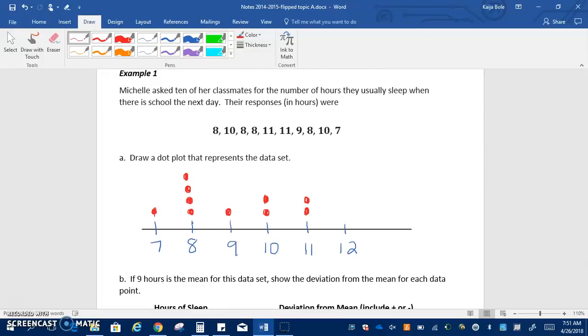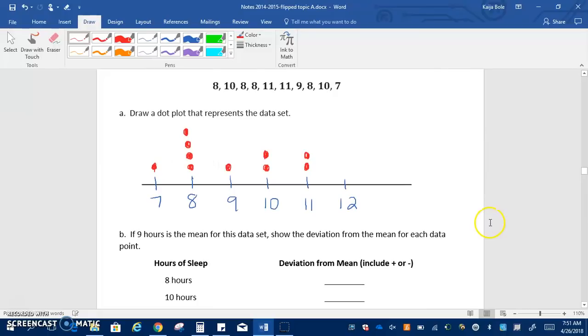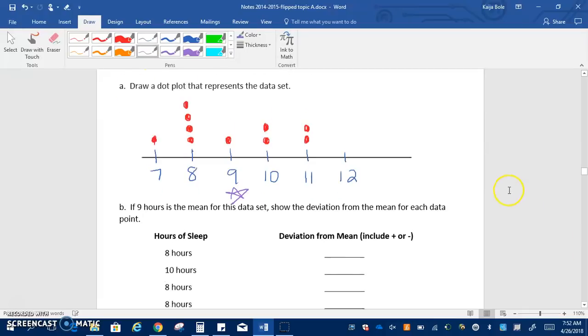Okay, so again, we would have to find the mean. We'd have to calculate it by adding up all of the numbers and dividing by the amount of numbers we have, but they gave it to us down here. They say if 9 hours is the mean, so I'm going to put a little star under the 9. Show the deviation from the mean for each data point.